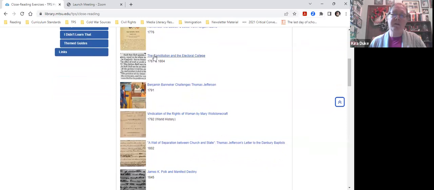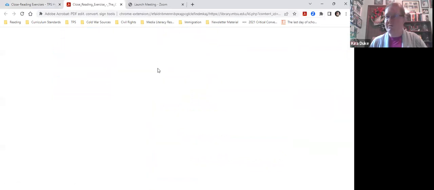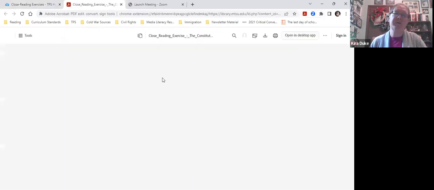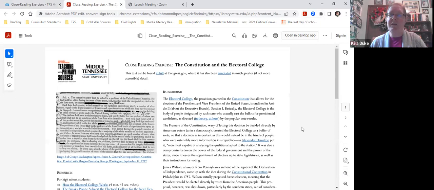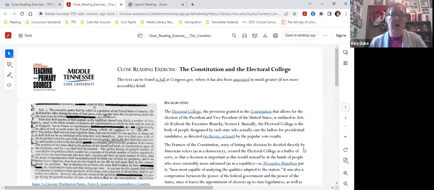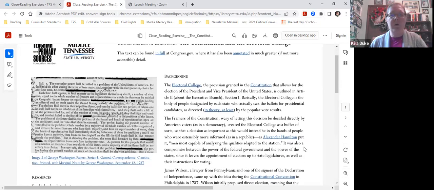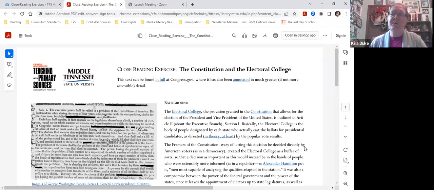But one that I wanted to look at here, thinking about the content that we're focusing on for the summer, being the Constitution and the founding of a nation, is this one on the Constitution and the Electoral College. Because as we know, sometimes the language in the Constitution can be difficult for our students. The way this one is structured, and some of these vary slightly depending on when they're written and the text and what grade level they're targeted for.